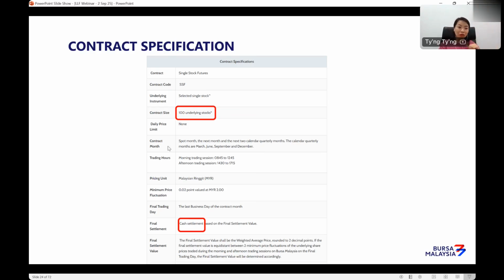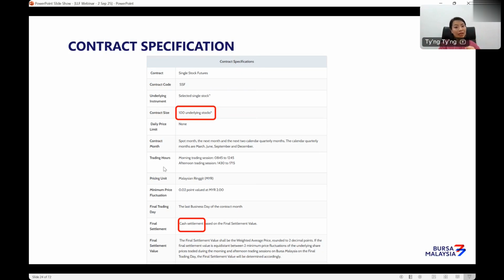So based on the contract months, what is our current month right now? September. So right now we have September. The next month is October, and the next 2 calendar quarterly months will be December and March next year. So as of today, we can trade September, October, December, and next year March. These are the 4 contract months available for you to trade.